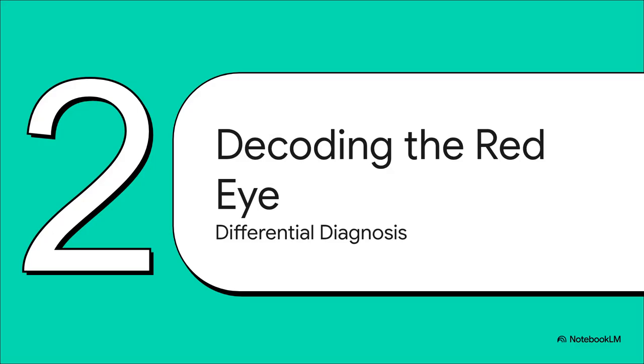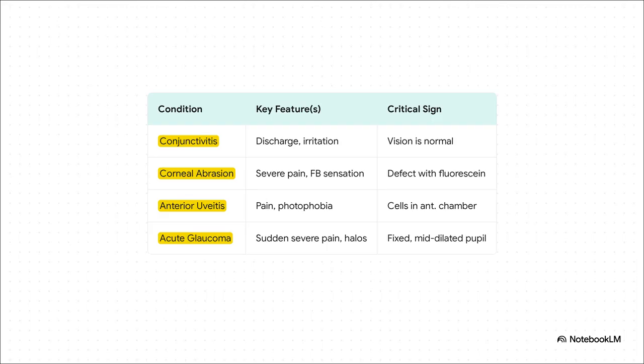Okay, let's switch gears. We're moving from loss of vision to one of the most common complaints you will ever see, the red eye. The list of possible causes is enormous, and it ranges from totally benign to, well, blinding. So having a structured framework is absolutely essential. This table right here, this is your framework.